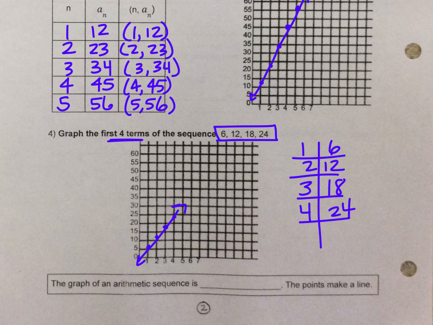And what do you notice about these two graphs that are similar? When you graph an arithmetic sequence, it is called linear. Linear means that the points make a straight line.